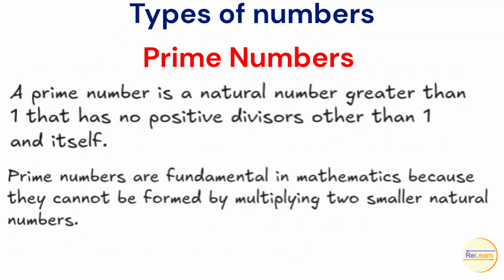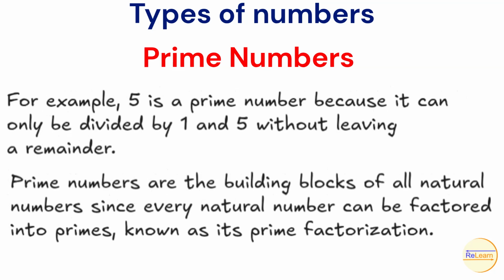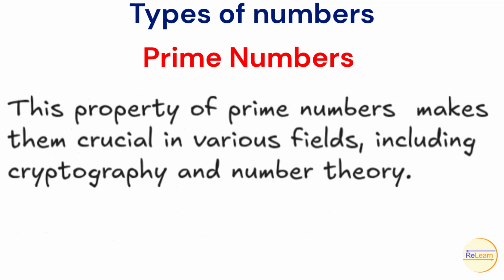Prime numbers. A prime number is a natural number greater than 1 that has no positive divisors other than 1 and itself. Prime numbers are fundamental in mathematics because they cannot be formed by multiplying two smaller natural numbers. For example, 5 is a prime number because it can only be divided by 1 and 5 without leaving a remainder. Prime numbers are the building blocks of all natural numbers since every natural number can be factored into primes, known as its prime factorization. This property makes them crucial in various fields, including cryptography and number theory.